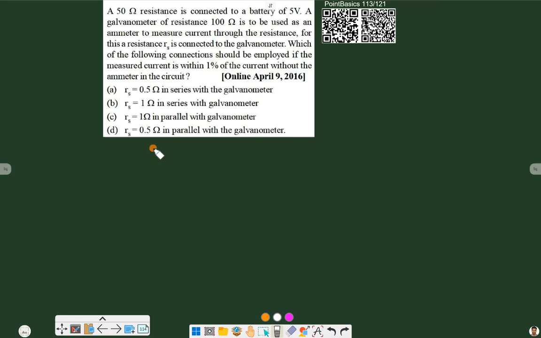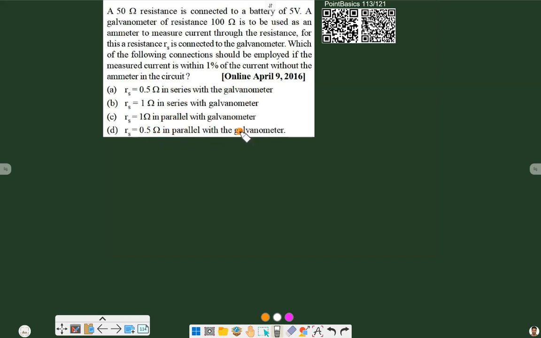So here we have the next question. A 50 ohm resistance is connected to a battery of 5 volts. A galvanometer of resistance 100 ohm is to be used as an ammeter to measure the current through the resistance. For this, a resistance Rs is connected to the galvanometer. Which of the following connections should be employed if the measured current is within 1% of the current without the ammeter in the circuit? Rs in series with the galvanometer, Rs in series, Rs in parallel, and Rs in parallel.